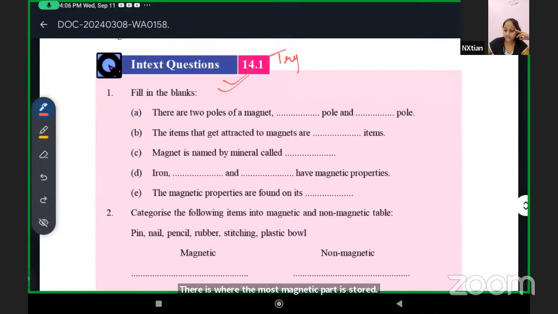Ma'am, we had this activity in our school where we had to take a magnetic bar because they're in our book. You put paper clips on each of the places and you could stick the most paper clips on the end, but when you reach the middle, not much could be stuck.